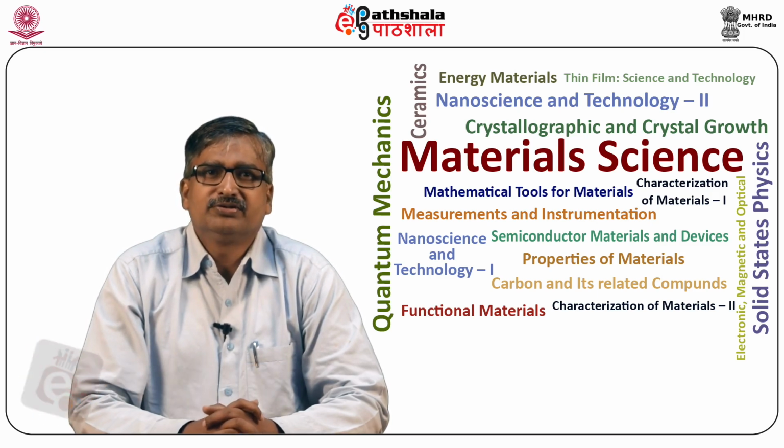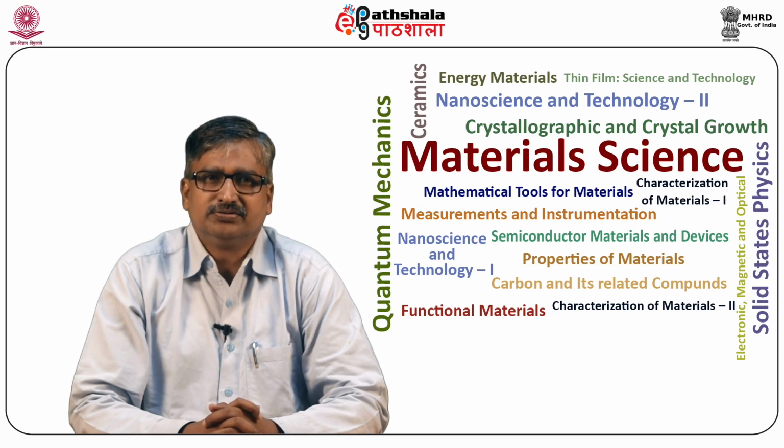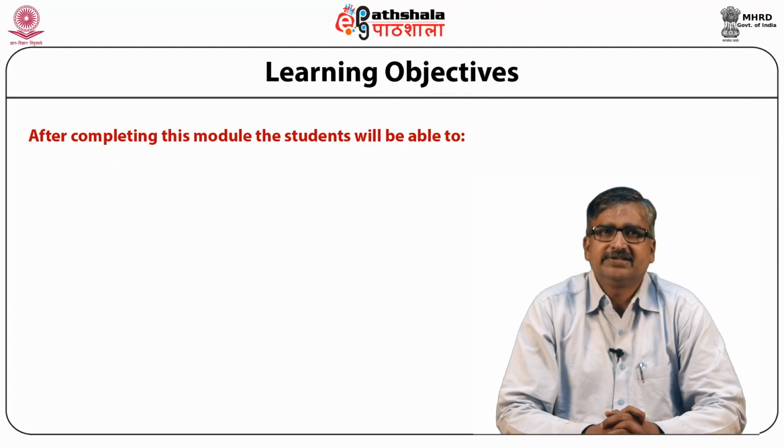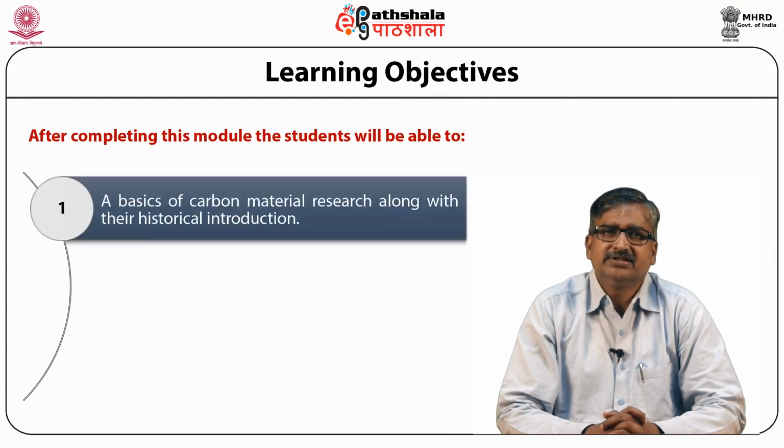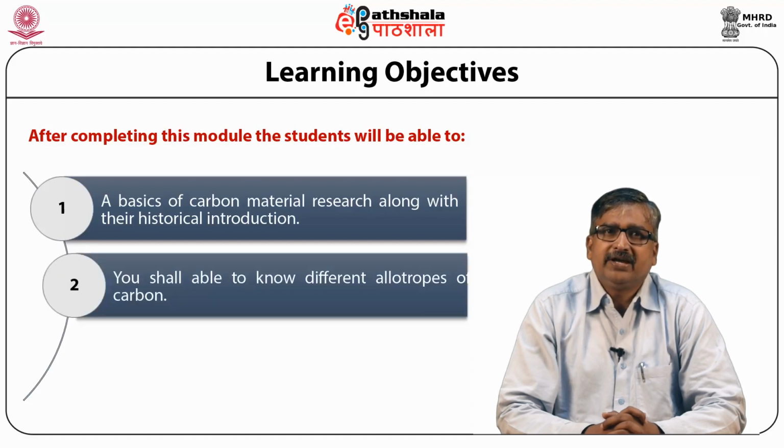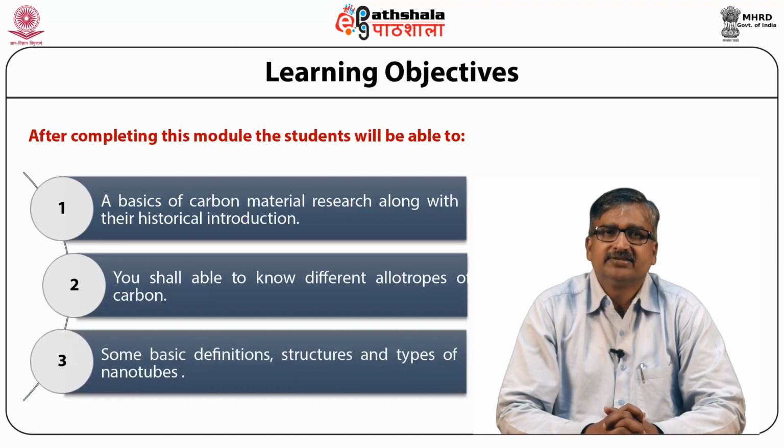Today we are going to discuss the module Carbon Nanotube and Introduction from the paper Nanoscience and Technology 2. After studying this module, we shall be able to learn the basics of carbon material research along with their historical introduction. You shall be able to know the different forms of allotropes of carbon and some basic definition, structure and type of nanotubes.